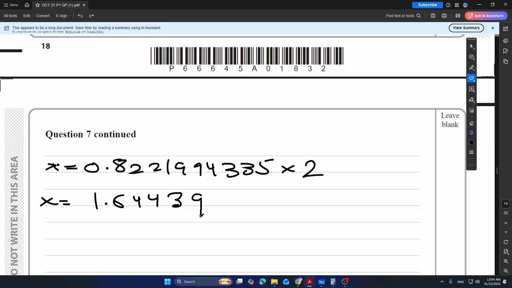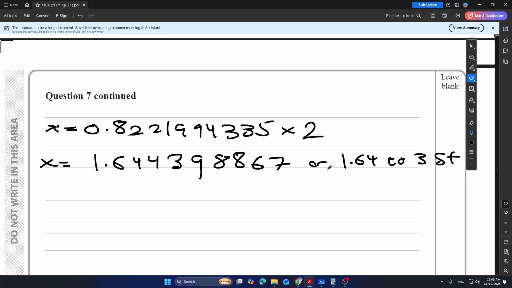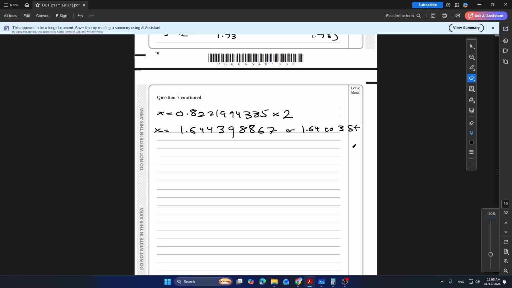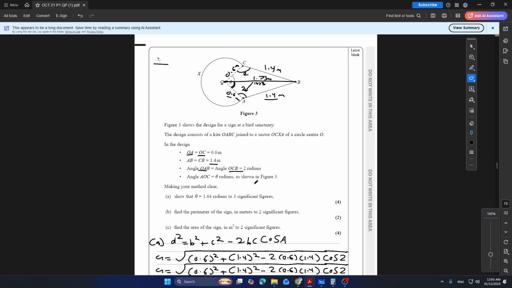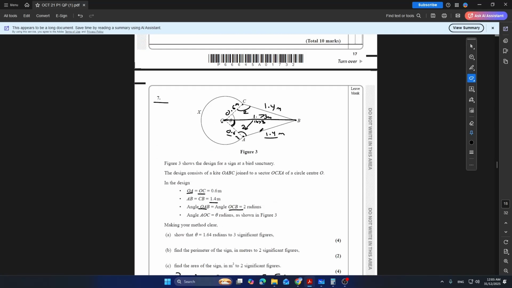We have to write the whole thing though first. 1.64439886.7, or 1.64 to 3 significant figures, and that is our final working answer. I have to make sure we show every single thing of our working. Our working has to be shown fully, non-stop. Even all the annotations I'm doing, everything has to be shown fully.